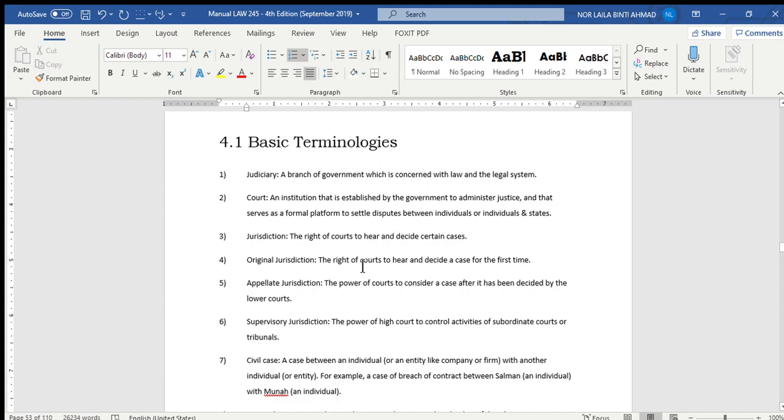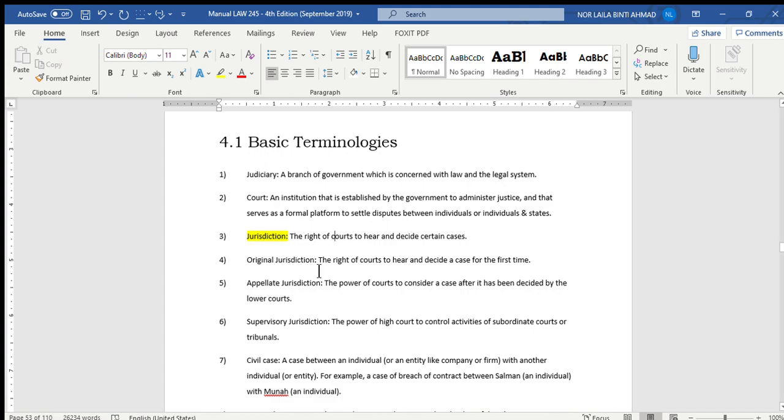Next term, jurisdiction: the right of courts to hear and decide certain cases. This is important. Jurisdiction, the right of courts. So which court has the right to hear this case? We have many types of courts in Malaysia, and each court will have its own jurisdiction.